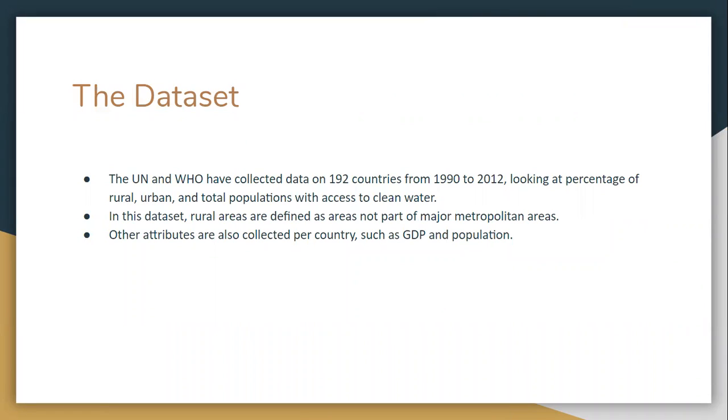So the data set we used in this project was provided by the UN and the World Health Organization. This data set has a percentage of a population using improved water sources for 192 countries and further divides those percentages into whether they live in rural or urban areas. The rural areas are defined as areas not part of major metropolitan areas, which are defined by population density and distance from the metropolitan city, and urban data reflects data collected in areas part of major metropolitan areas.